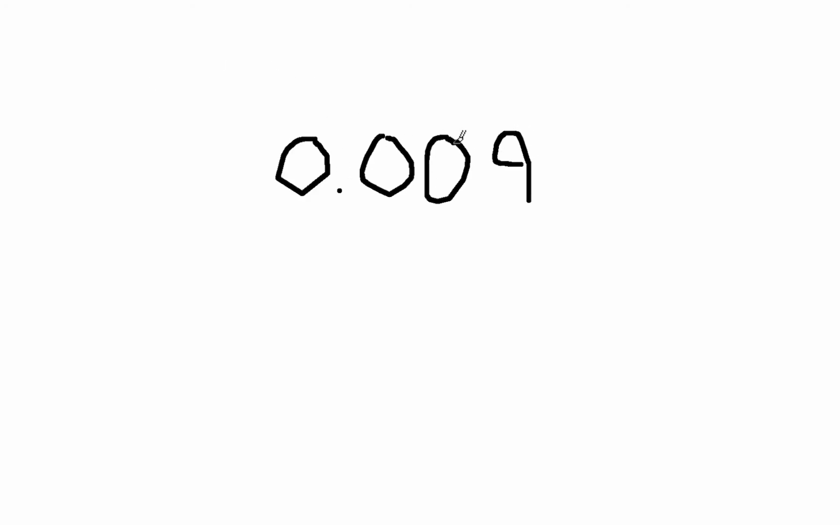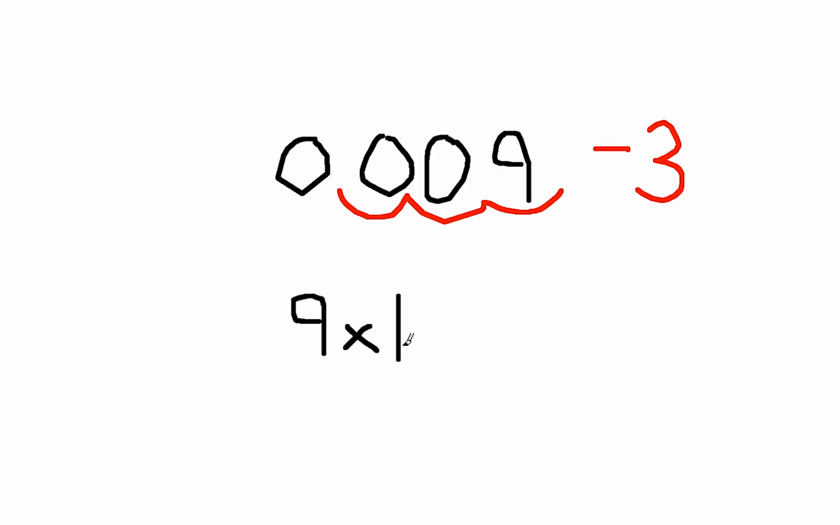Here we go. So our next number is 0.009. So we have to shift the decimal 3 times to the right. That gives us 9 times 10 to the negative 3.